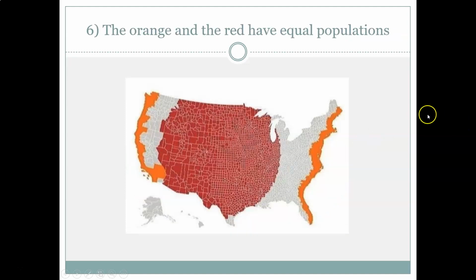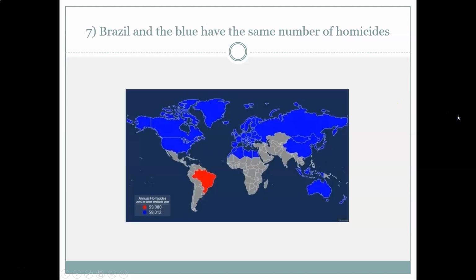The orange and the red have equal populations, so you could see a couple things here. People gravitate toward the coast, or the two coasts are really the driving forces of America, or the coastal people are different than Midwesterners. I don't know. Again, with geography, you can interpret it a couple of different ways.